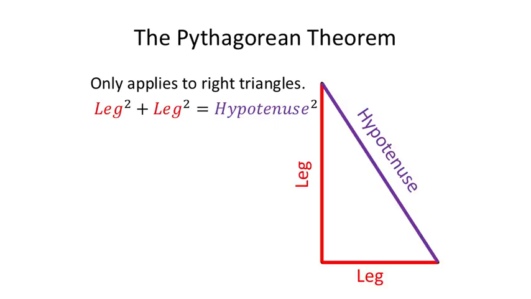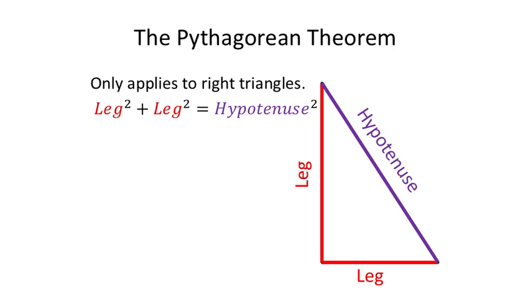So we've already seen this before. A leg squared plus leg squared is the hypotenuse squared, but this only applies to right triangles. So if they give us something that is not a right triangle, then we can't use the Pythagorean theorem. But we can use, like we saw in the objective, the Pythagorean theorem in order to determine and classify triangles, which we will be doing today.